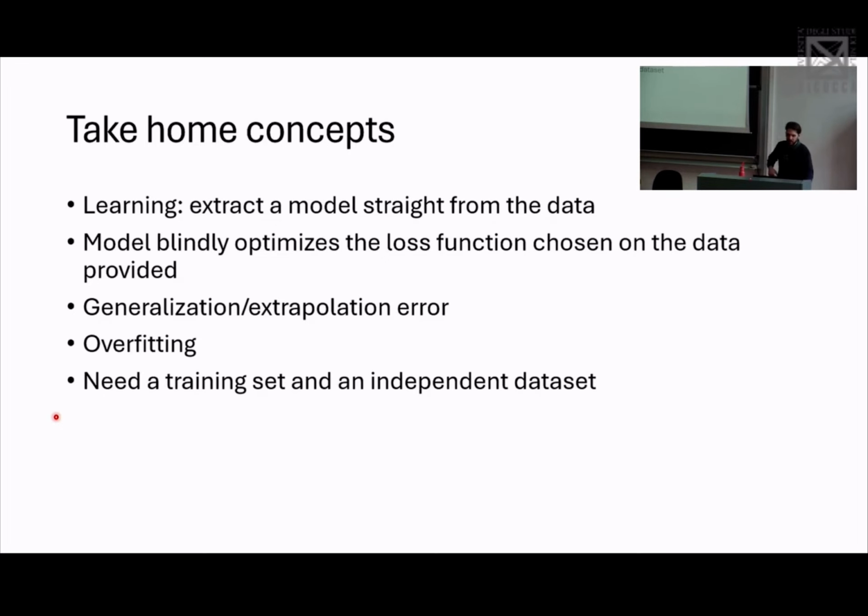We could give some take-home concepts: learning extracts a model straight from the data. And what the model does is blindly optimize the loss function or objective function that you have chosen on the data provided. This is intrinsically prone to overfitting and generalization or extrapolation errors. And therefore, you also need a training set and an independent validation data set.